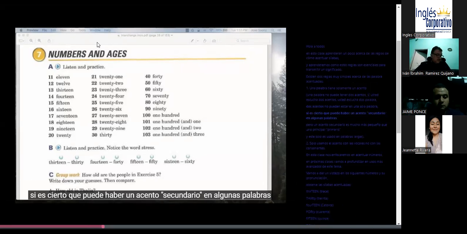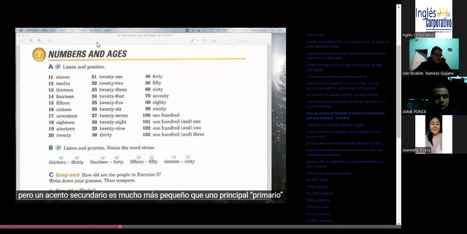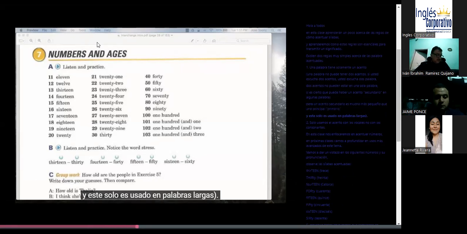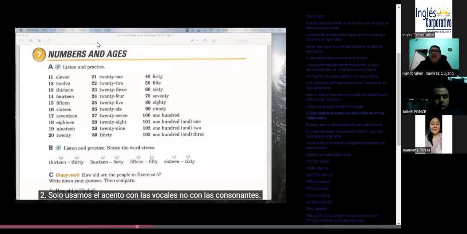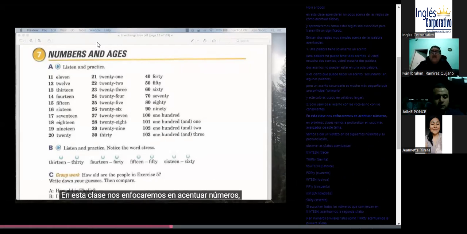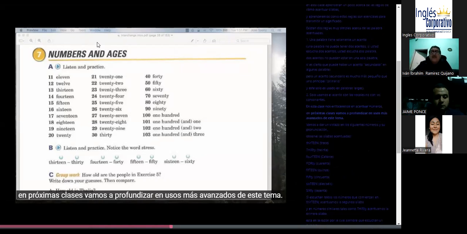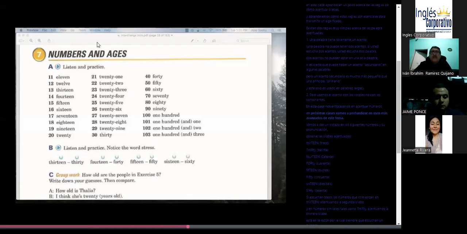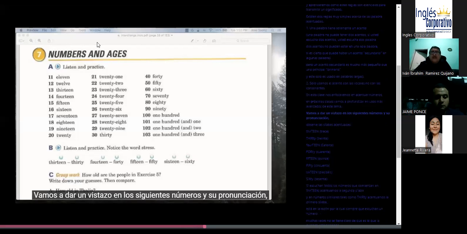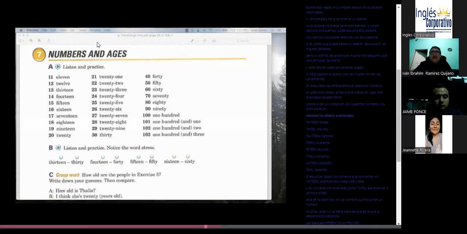It is true that there can be a secondary stress in some words, but a secondary stress is much smaller than the main primary stress, and is only used in long words. Number two, we can only stress vowels, not consonants. In this class, we will focus on stressing numbers, and in future classes we will dig into more advanced uses of this topic. Let's take a look at the following numbers and their pronunciation. Notice the stress syllables.